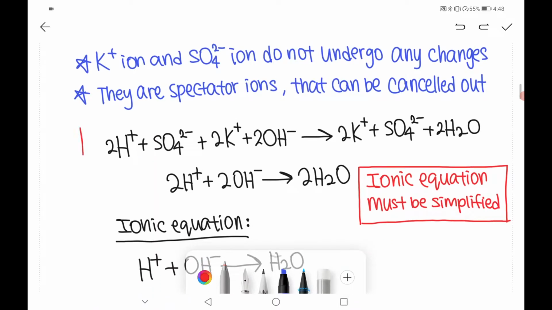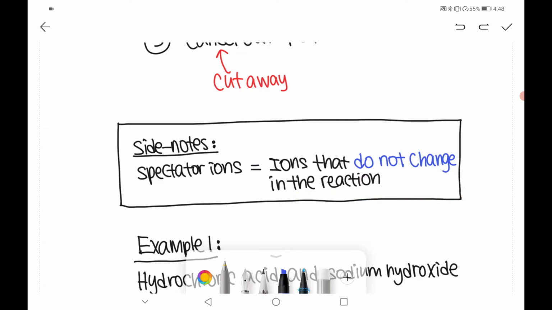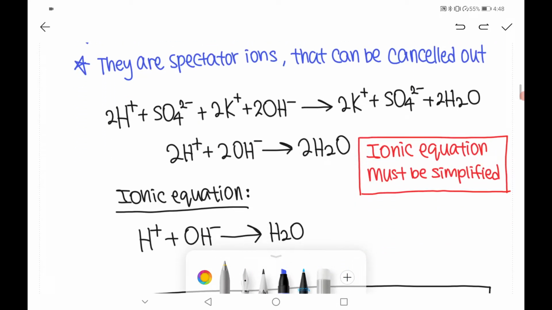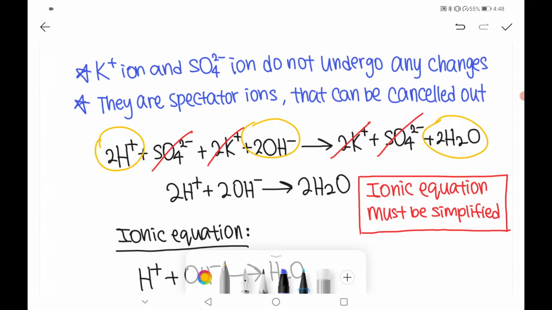After we get the whole thing, the next step is to check for spectator ions. Any ion that does not change in the chemical reaction is a spectator ion, and we can cut out the spectator ions. Here is SO4 2 minus, here also SO4 2 minus, so we can cut it. This one is 2K plus, this one is 2K plus, they are the same, cut it. After we cut, we are left with 2H plus, 2OH minus, and 2 water. I copy this again to get this equation.